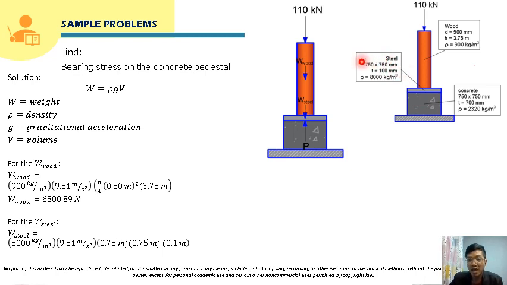So that will be the area of that, and then times the thickness to get the volume. So that will be 750 times 750. But since this is in millimeter, now we will convert 750 to meter. So that will be 0.75 meter times 0.75 meter times the thickness. The thickness here is 100 millimeter, so that will be 0.1 meter.